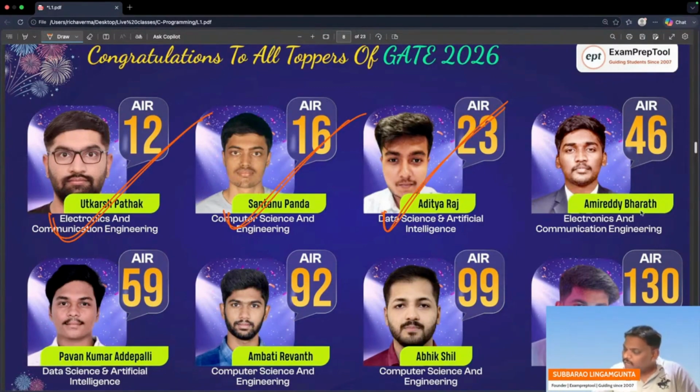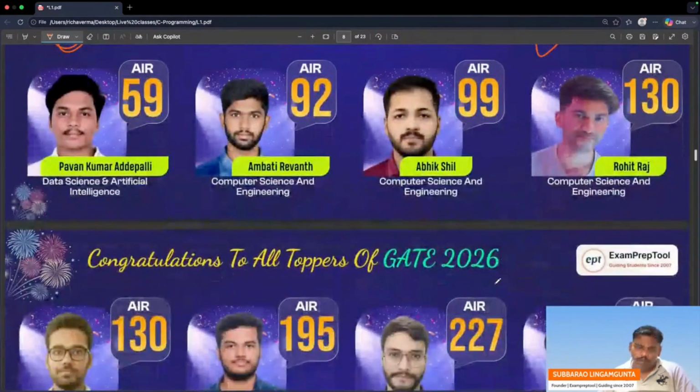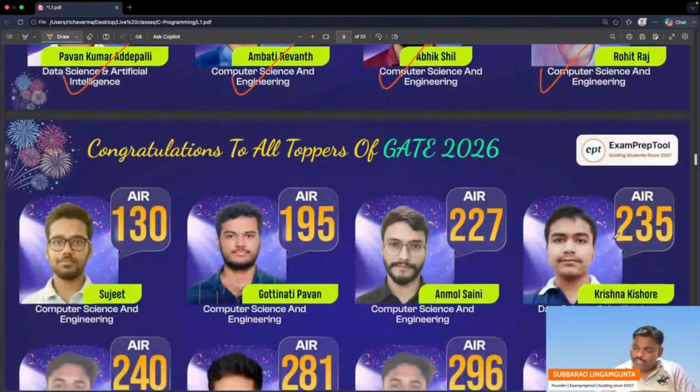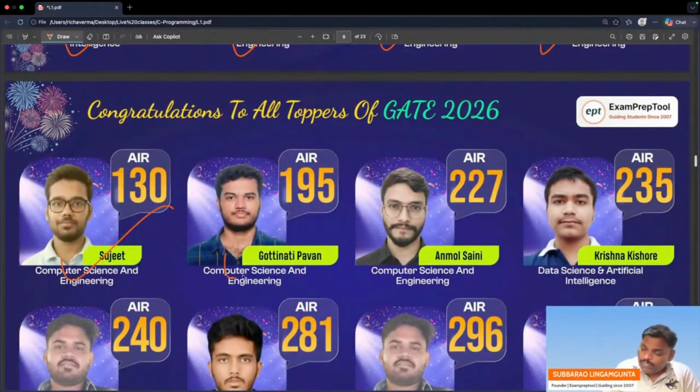Next one, Bharat, ECE branch. Next one is data science, Pawan. Rohit, CSE branch. Abhik, computer science. So altogether we got approximately 150 ranks. We cannot write all of them, we have written a few.